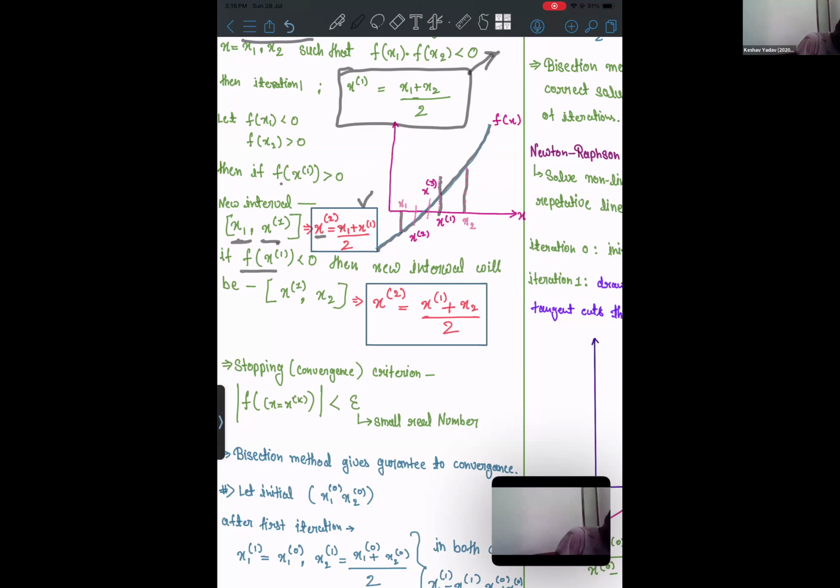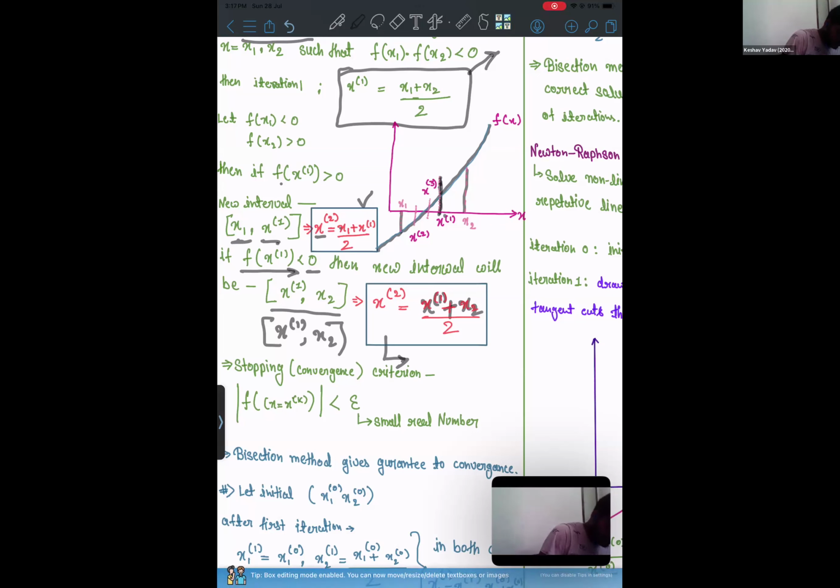And if at first iteration the value of the function was negative, then our interval would have been x at the first iteration, comma x2. Okay. Then our root at the second iteration would have been x at first iteration plus x2 divided by 2. So as you can see, this is my x1. Okay. So for the second iteration, x1 plus x at the first iteration divided by 2, it will come somewhere here.